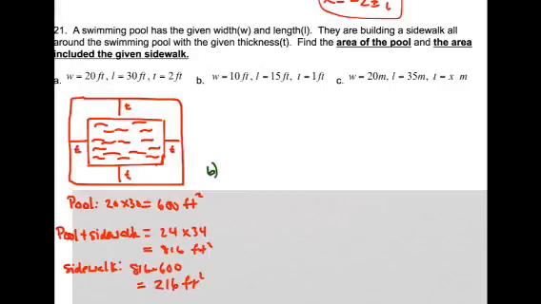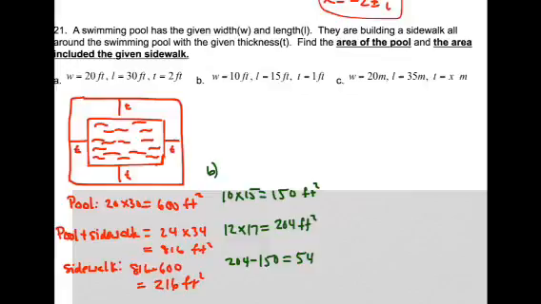For part B, it's 10 times 15 for the pool, and I'll just put them on the same line. So 10 times 15 is 150 square feet. The pool and the sidewalk, they're adding 1 foot on each side, so that's plus 2, so that's going to be 12 times 17, which gives you 204. And then to get the sidewalk, we take the 204 minus the 150, and that's going to give us 54 square feet.